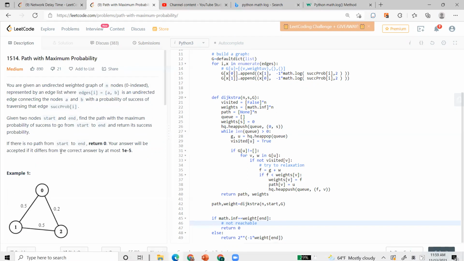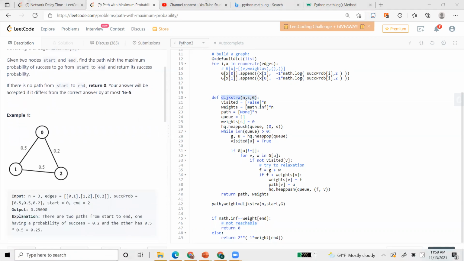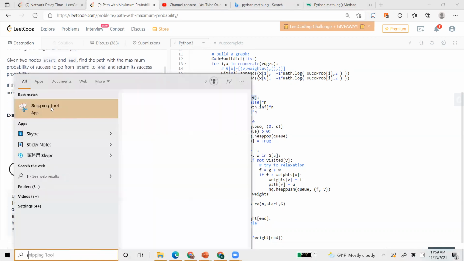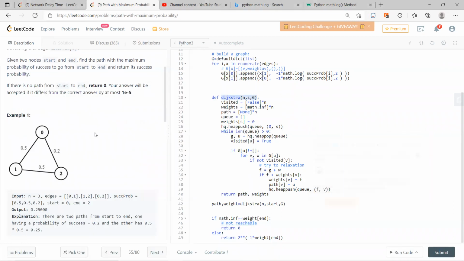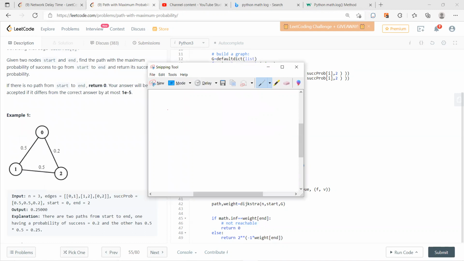Okay, so this problem is very trivial, right? You just solve this as a single source shortest path. So you can use a Dijkstra, right? The only difference is that there are two differences. Okay, so let me just write down. So there are two differences. The usual Dijkstra uses addition and the shortest.